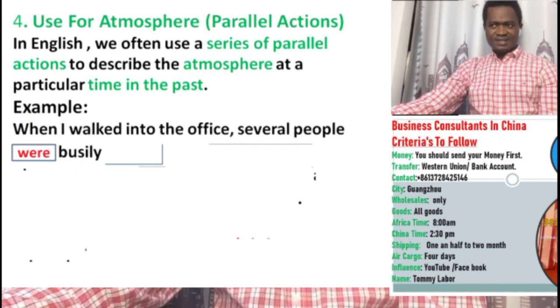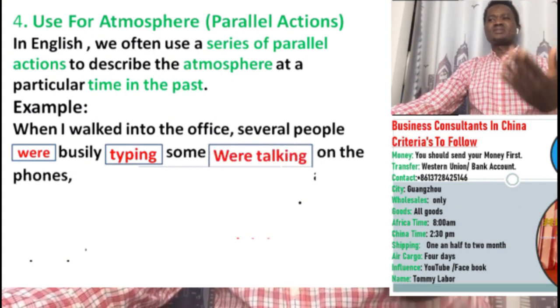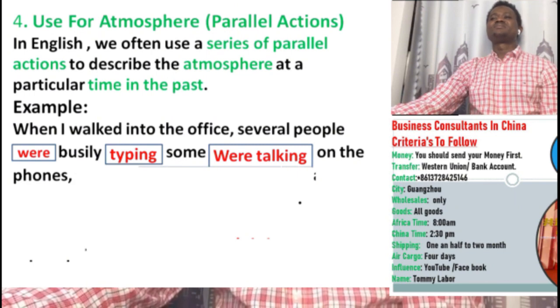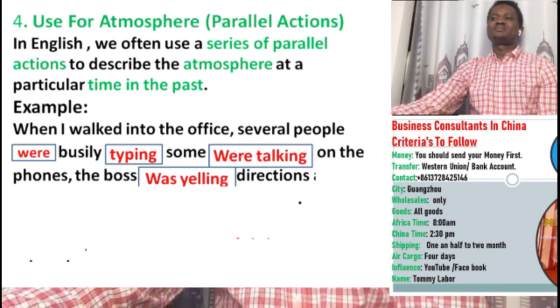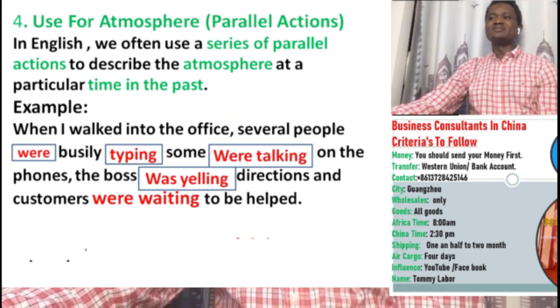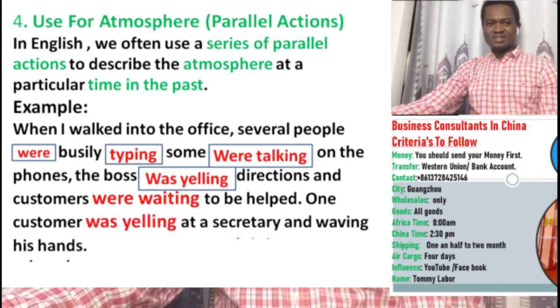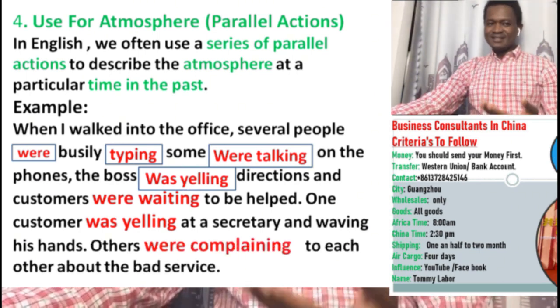When I walked into the office, several people were busily typing. All right. And some were talking on the phones. These are parallel actions. And the boss was yelling directions. And the customers were waiting to be helped. One customer was yelling at a secretary and waving his hands. Others were complaining to each other about the bad service.